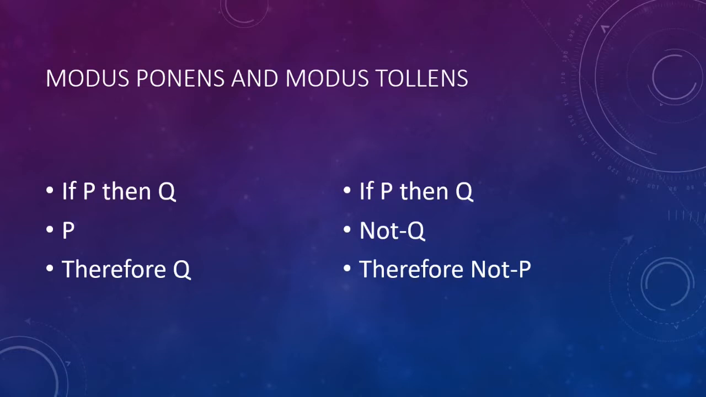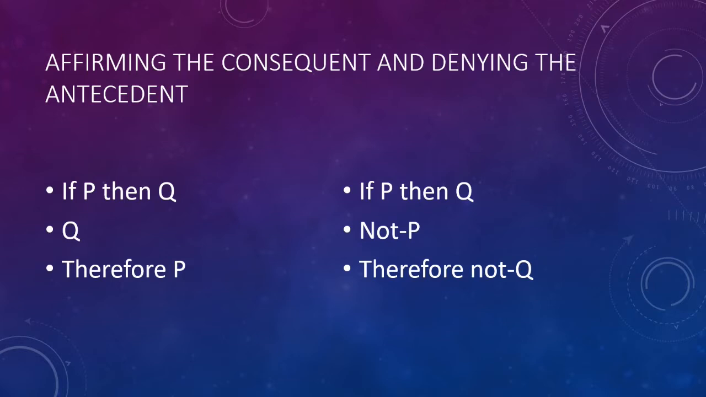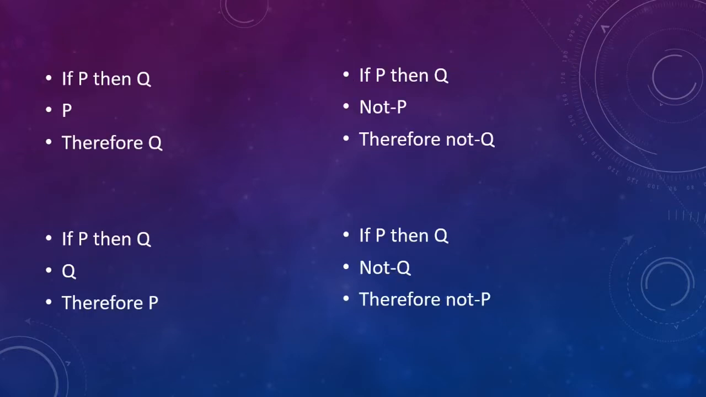One question I got was, what's the difference between these two? I think you'll be able to see the difference if you just look at the parts. The first line is always if P then Q, so it's a conditional of some sort. And the question is, what do you do with the conditional? And then these are the two fallacies.